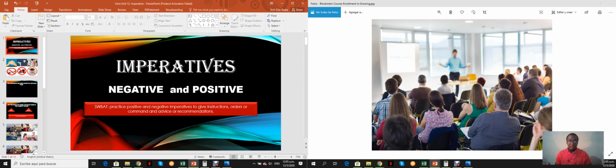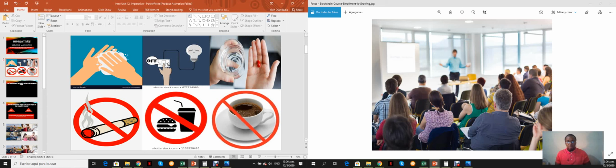I would pretend that I'm coughing or I have a headache and see exactly what my students' reaction would be. They would tell me, teacher, do this, do that, don't do this, don't do that, just to see exactly if they're on point. And once I finish doing it, I'll go ahead and show them these pictures.